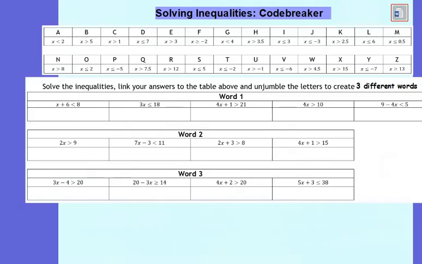Okay, Year 8. In your light blue books, please pause the video and have a go at this Codebreaker for me. Solve the inequalities. Your answer will link up to a letter, and these will give you 3 words that you can unjumble to give you the name of a film. You might not have heard of the film, but it will definitely give you 3 separate words you can unjumble. Pause the video for 10 minutes and have a go at those questions now, please.